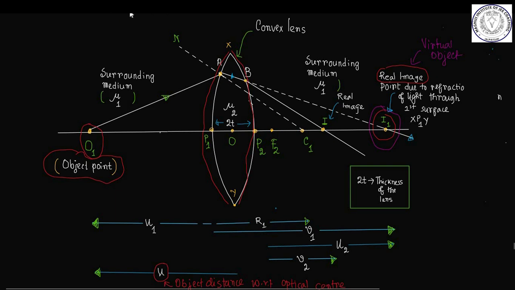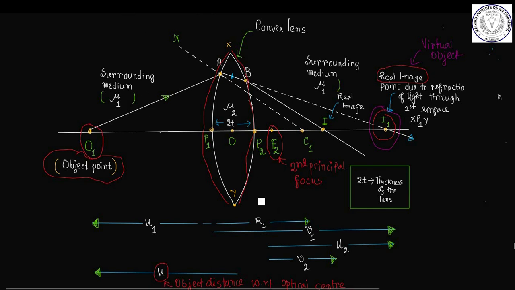Now we can denote the second principal focus of the lens. F2 is the second principal focus of the convex lens, which is the midpoint of the optical center O and the center of curvature C1 of the first refracting surface. F2 is the second principal focus.